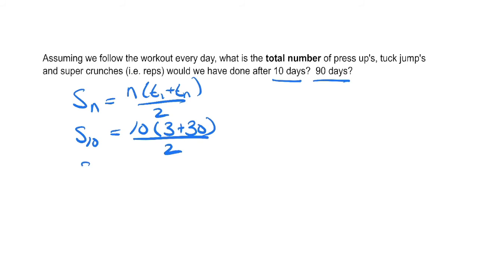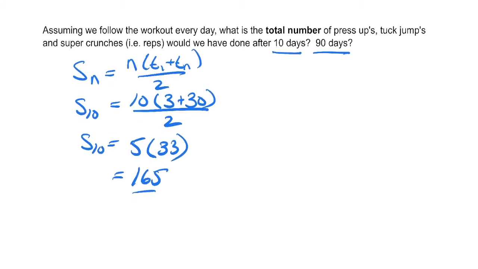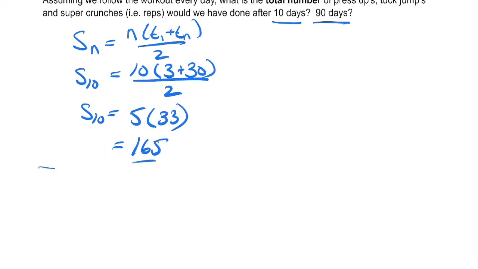So here, S of 10: I'm going to simplify 10 over 2 first. That's going to be 5. So 3 plus 30 is 33. So 5 times 33 is, 5 times 30 is 150, plus 15 is 165. So after 10 days, we would have done 165 reps in total. So let's go off and do S of 90.